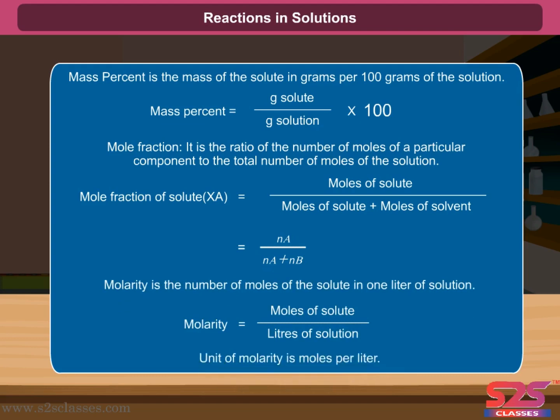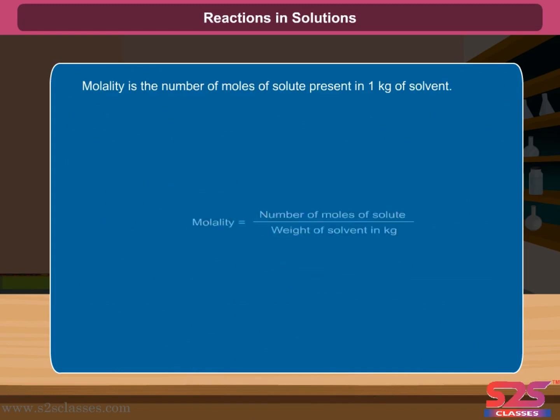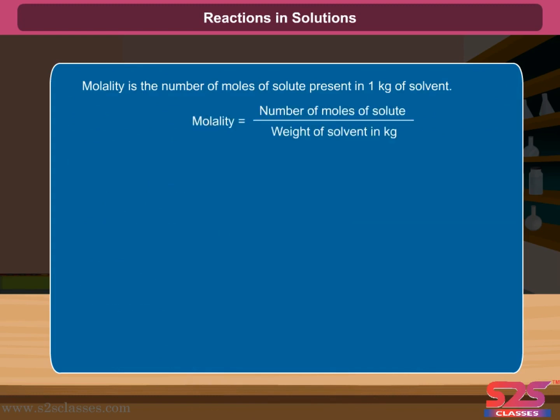Molarity is the number of moles of the solute in 1 liter of solution. The unit of molarity is moles per liter. Molality is the number of moles of solute present in 1 kilogram of solvent.